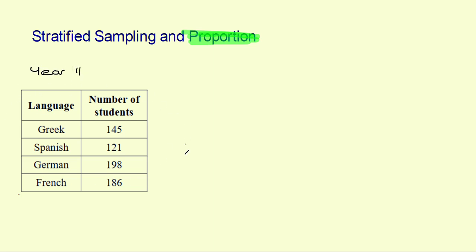Imagine this is a group of year 11 students, and you want to collect a sample of 50 of those students. Now, I've split this up into the language that these year 11 students are studying. So 145 are studying Greek, 121 Spanish, etc. And I want a sample of 50 of these, but I want my sample in the same proportion as the groups they're in for the language that they're studying.